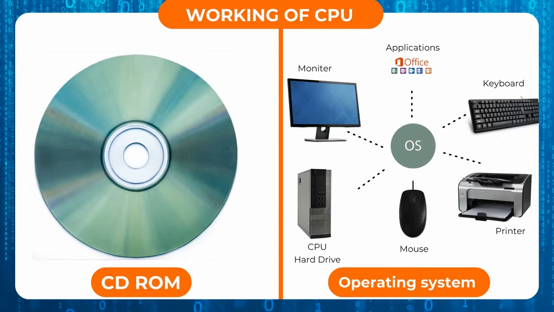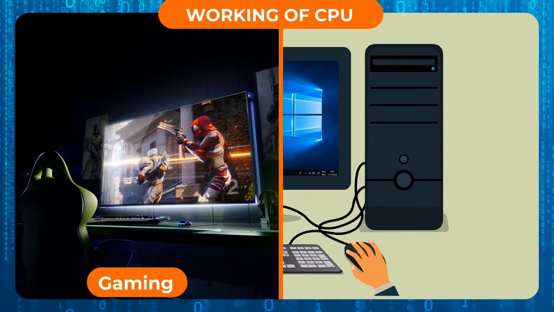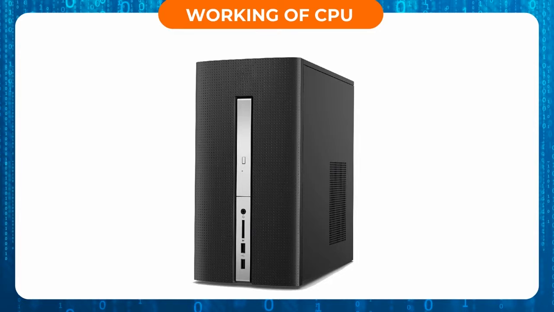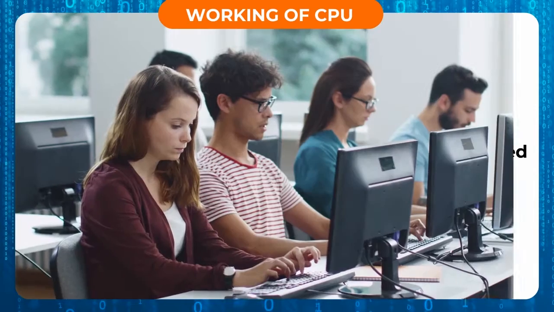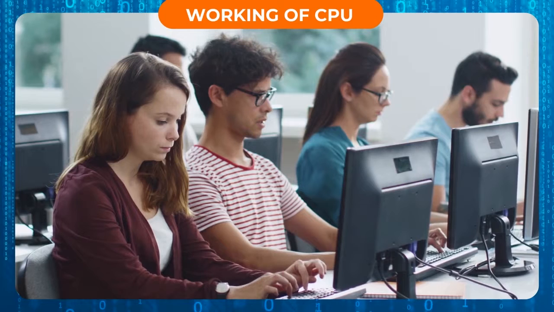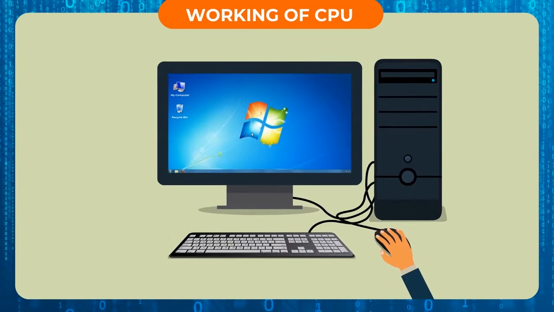The CPU manages all the different parts of a computer such as hard drives, operating system, and CD-ROM. All the tasks such as calculations, gaming, and videos are completed by the CPU. The size, efficiency, and processing speed of a CPU may vary according to the tasks it is required to handle. The CPU, therefore, is the most important part of any computer as it links together all its other parts.